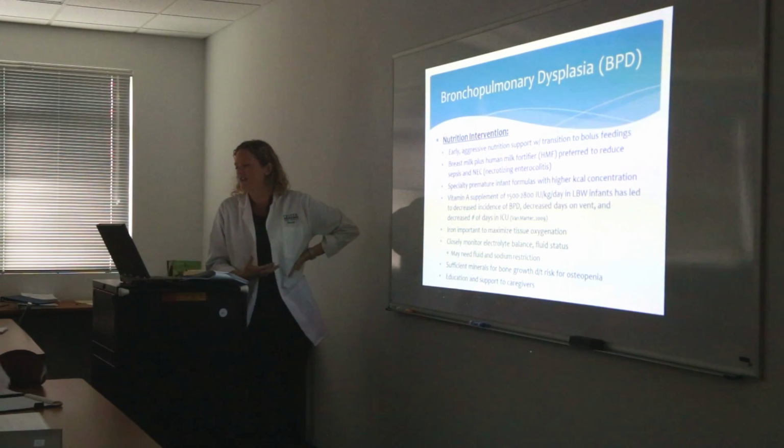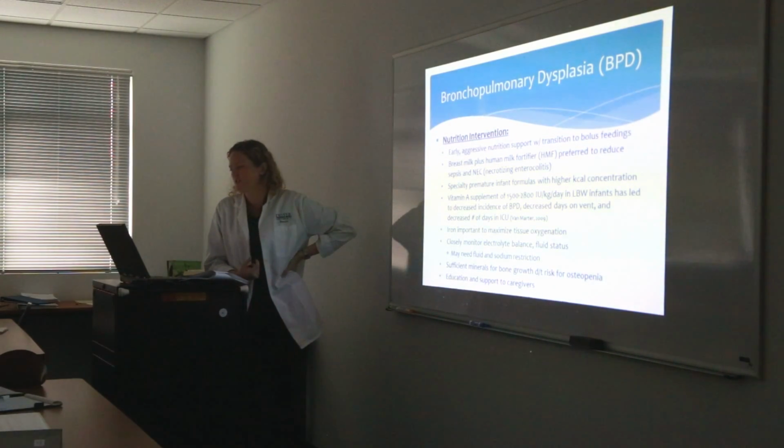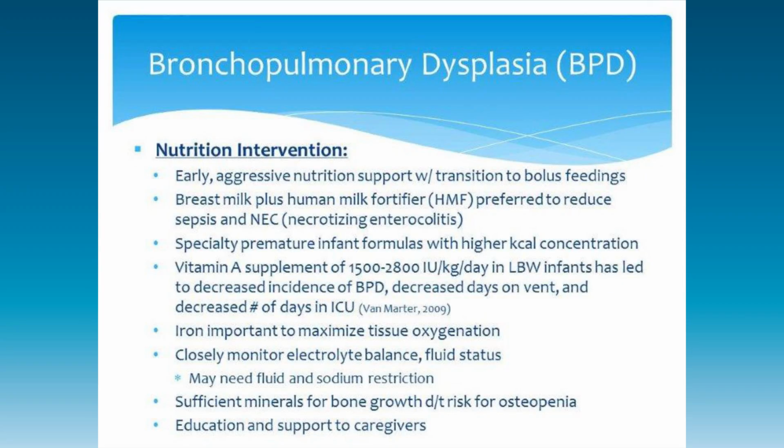And so interventions: early aggressive nutrition support, try to get them to transition to bolus feeds. If breast milk is an option, breast milk with human milk fortifiers is preferred. Studies show that it helps to reduce sepsis and NEC. If they're premature, they're going to be on a special premature formula with higher calories. We have studies that have demonstrated that vitamin A supplementation used in low birth weight infants has led to decreased incidence of BPD, decreased days on the ventilator, and decreased number of days in the ICU.